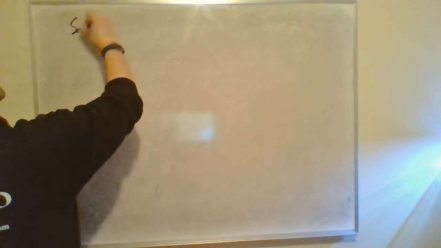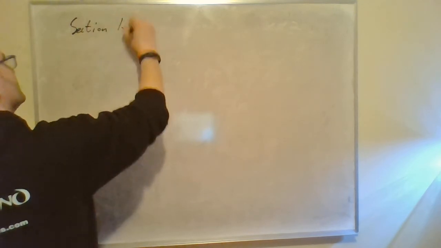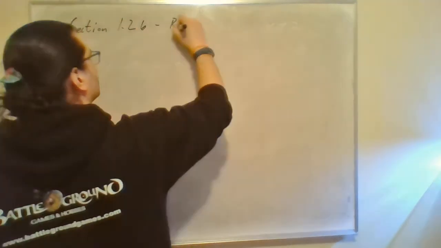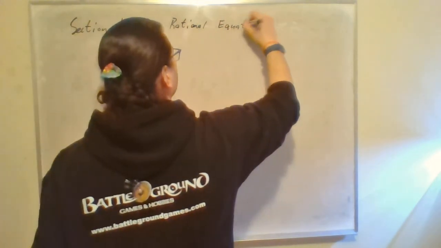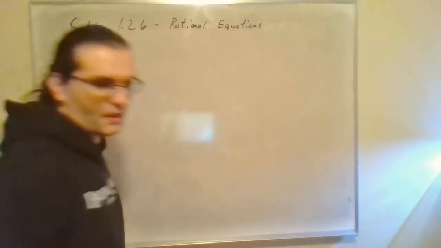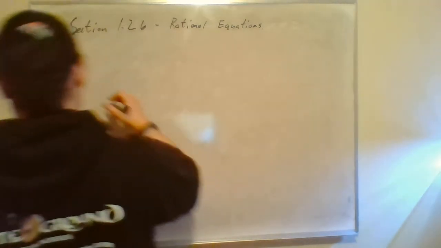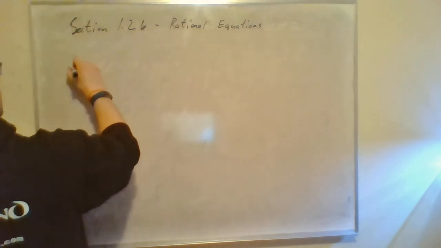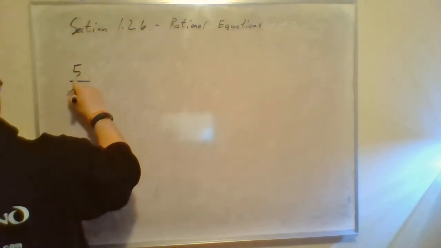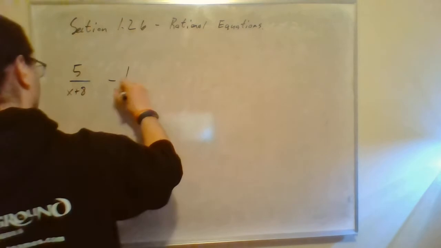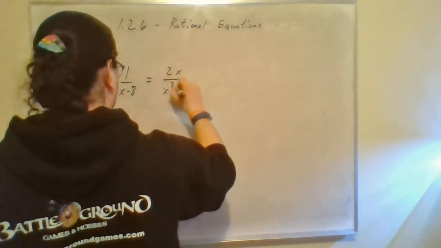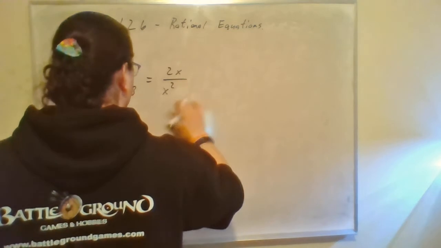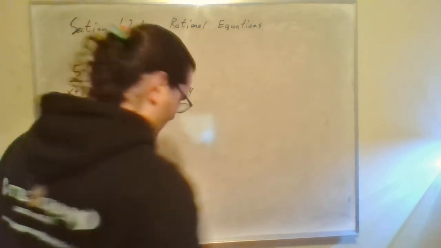We're still doing section 1.2b, rational equations. So next, let's look at 5 over x plus 8 minus 1 over x minus 8 equals 2x over x squared minus 64.